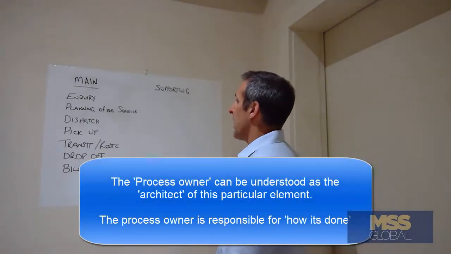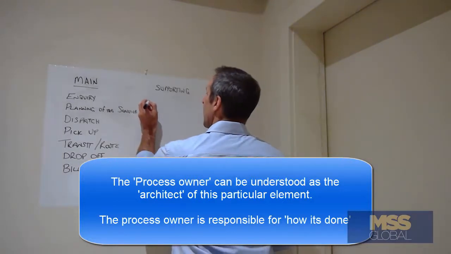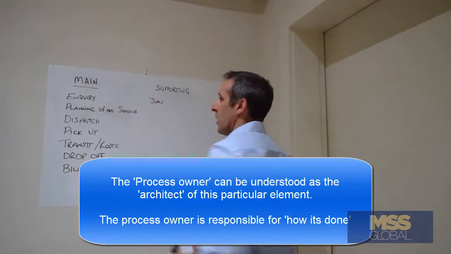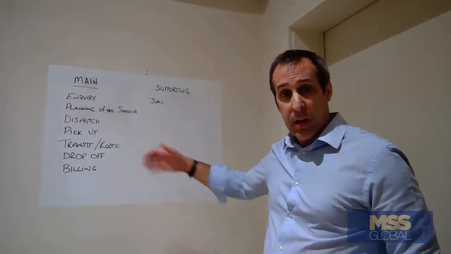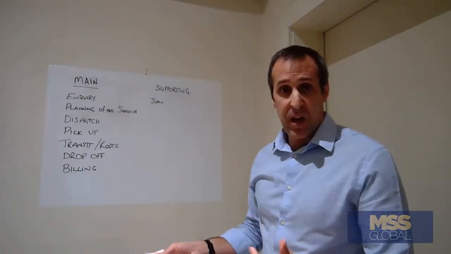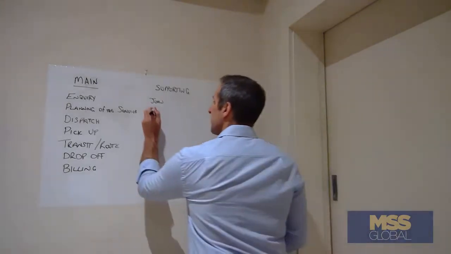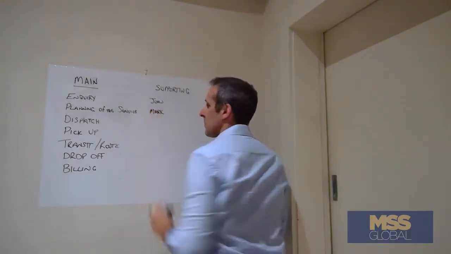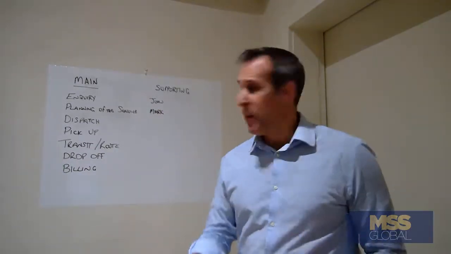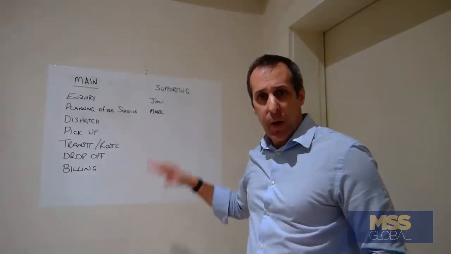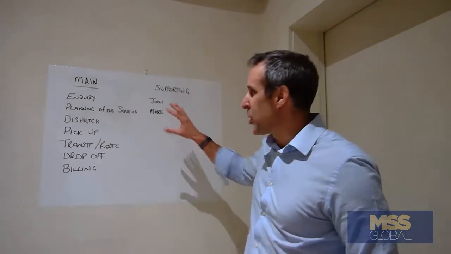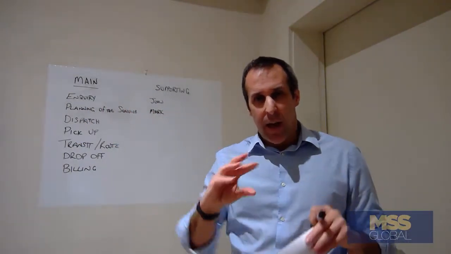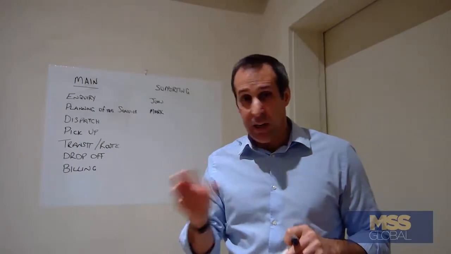So the inquiries process could be John. The planning of the service, that might be Mark. And so on. By identifying the process owner, we know who is really in charge of that activity, who actually designs and adjusts it and improves it if needed.